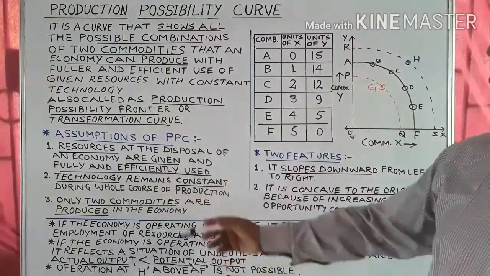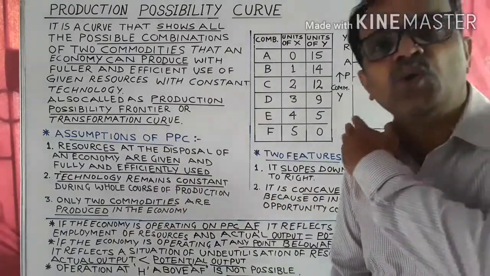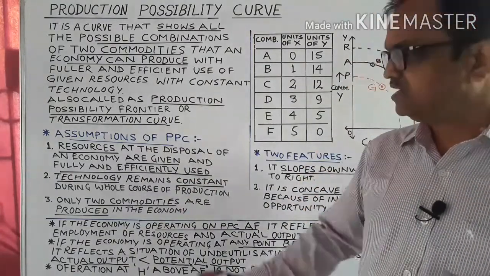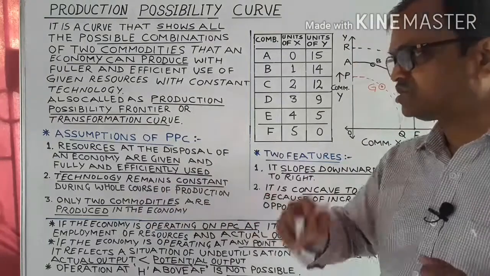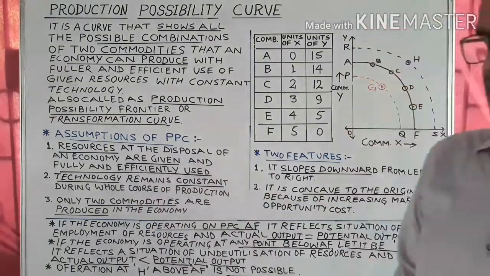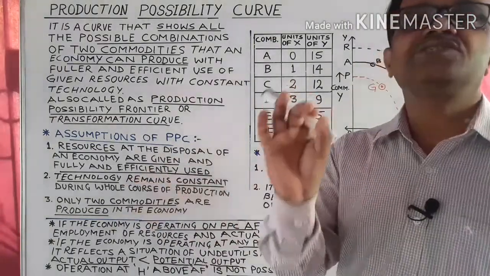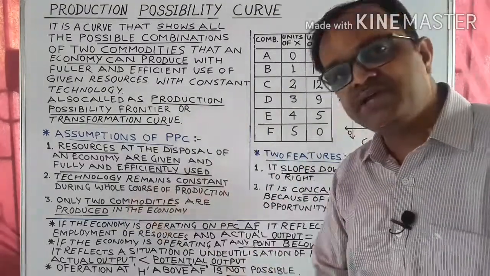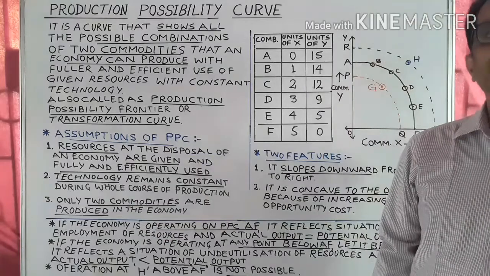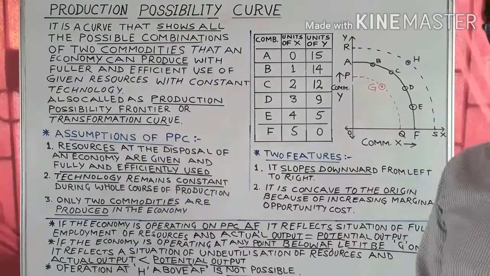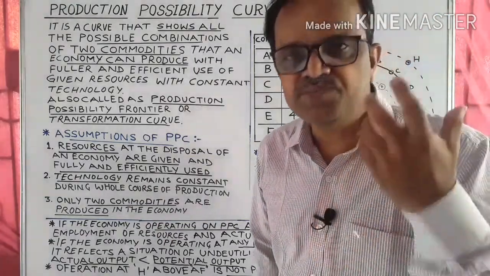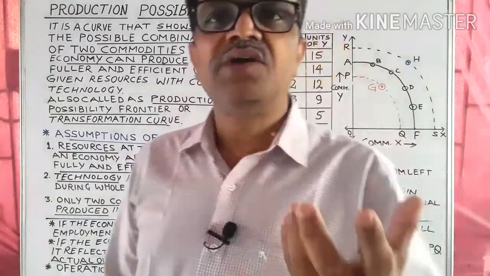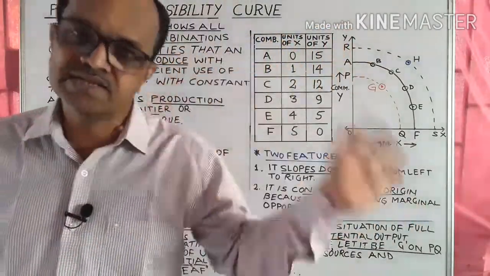And number two, the second assumption is that during the whole course of production, technology remains constant. It does not change. And the third one is, for the sake of simplicity of study, it has been assumed here that the economy is producing only two commodities. Now let the two commodities produced by the economy with the available resources be X and Y.